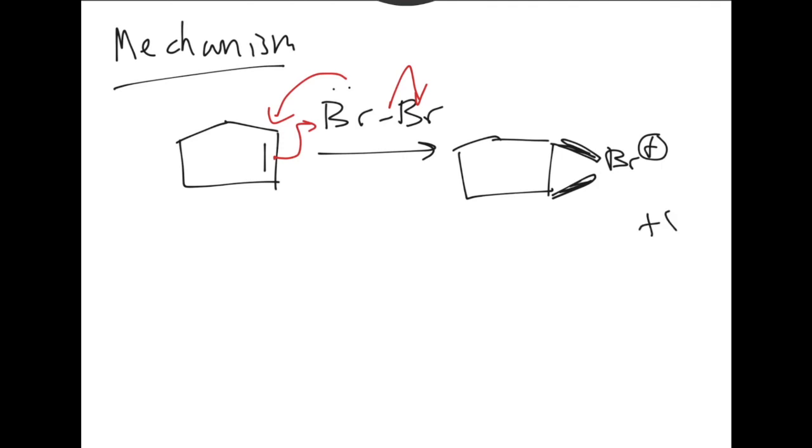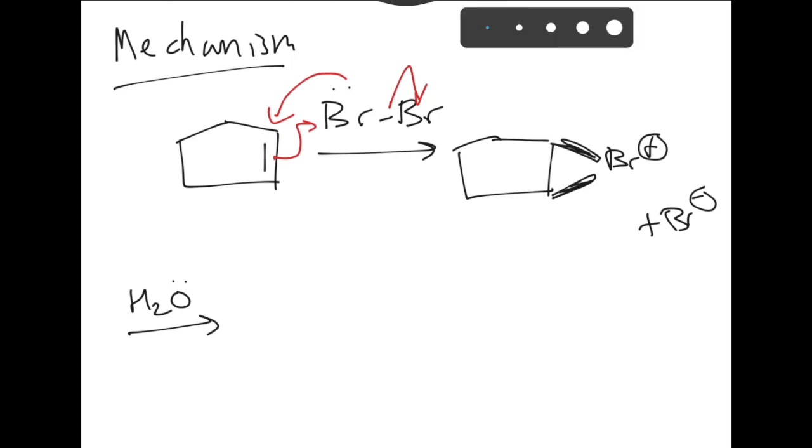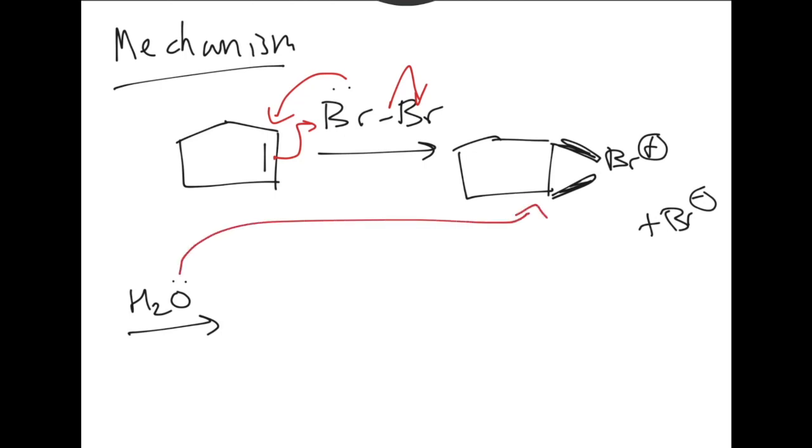Now, we make Br minus. Reactions are a race. And so we've got Br minus, and we have water. Water is a better nucleophile than Br minus. So water is more apt to add to something that is positively charged than Br minus is. So before Br minus has a chance to add to the bromonium ion, water will add and push electrons up onto the bromine.